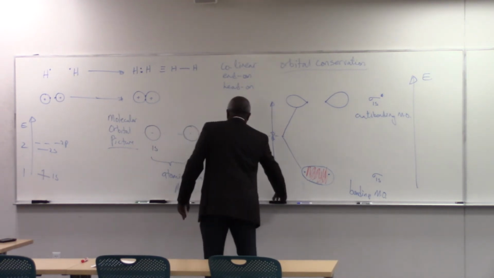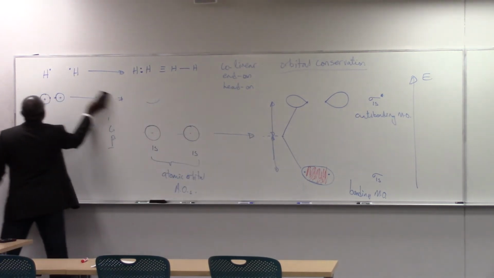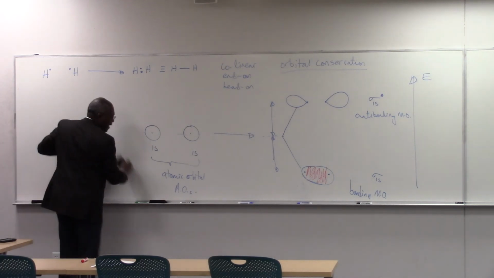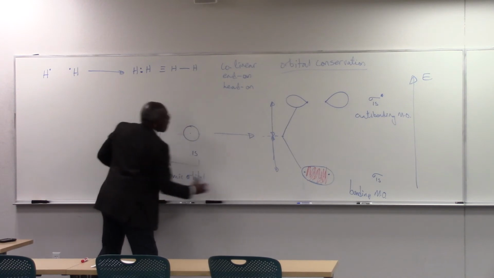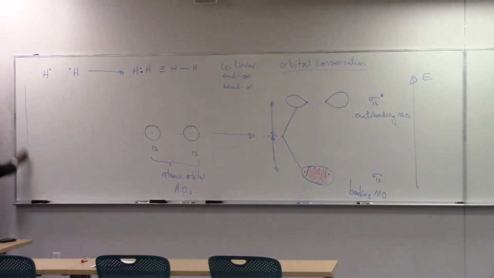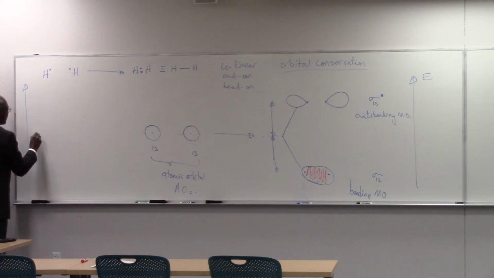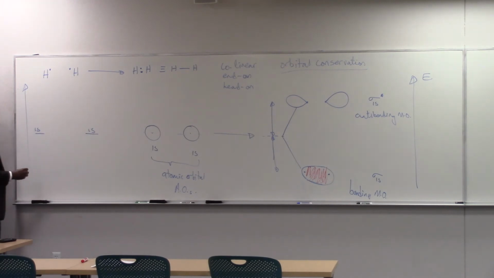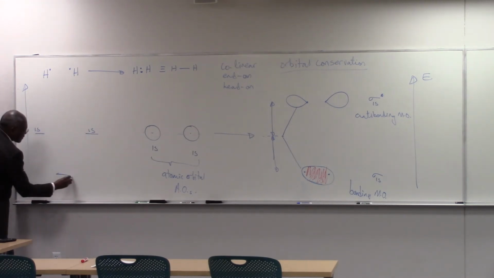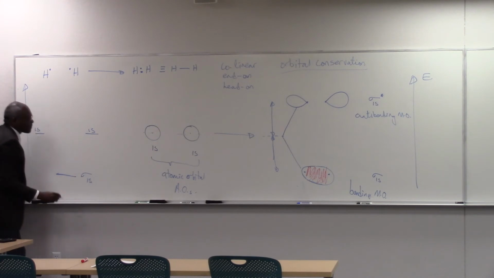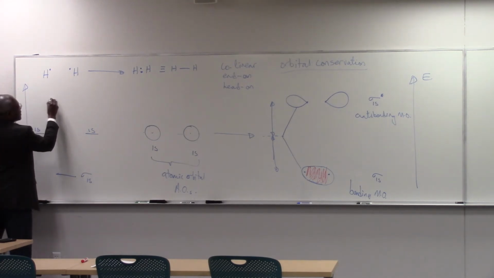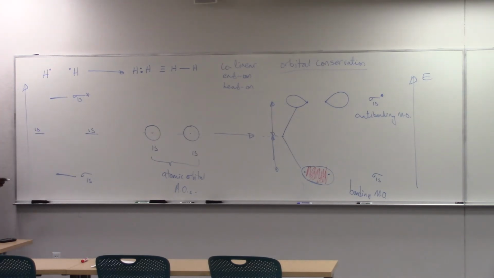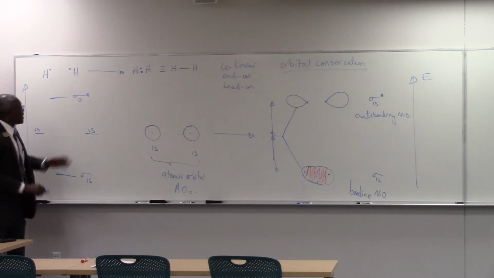So I can redraw this diagram, and I'll keep the same energy level axis. I can redraw this diagram in another way. So keeping the same energy axis, I can see here are my 1s orbitals. 1s, 1s. This is my sigma 1s, and this is my sigma star 1s. Okay? Now, these are energy levels.